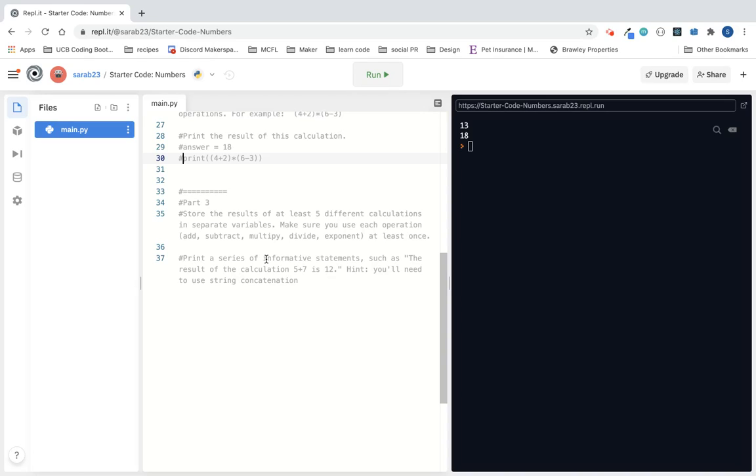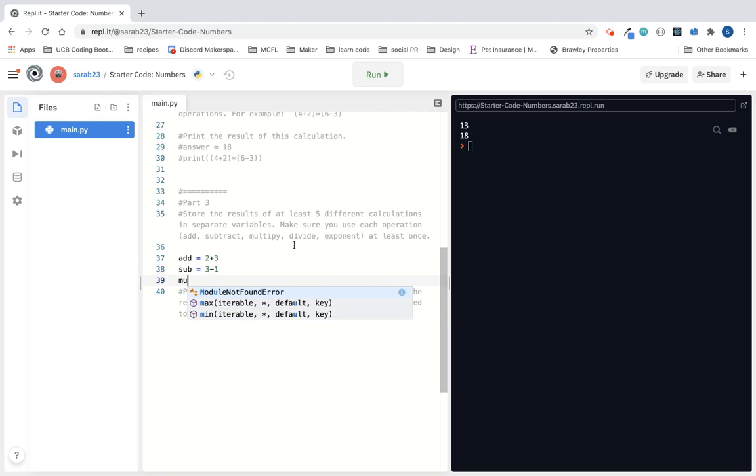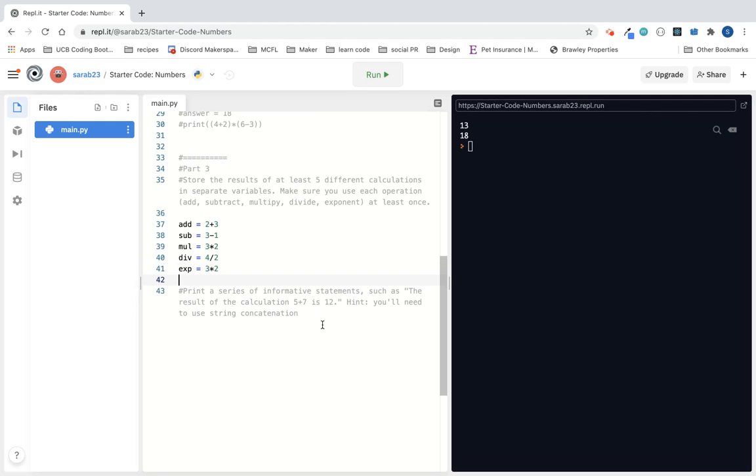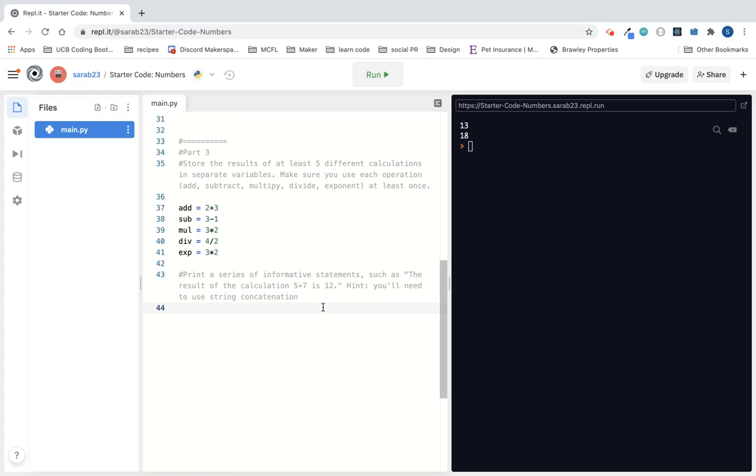Moving on to part 3, we want to use at least 5 different calculations in separate variables. So I'm going to go ahead and make some variables. So I'll do add 2 plus 3, subtract, multiply, divide, and exponent. And now print a series of informative statements to say what they are.